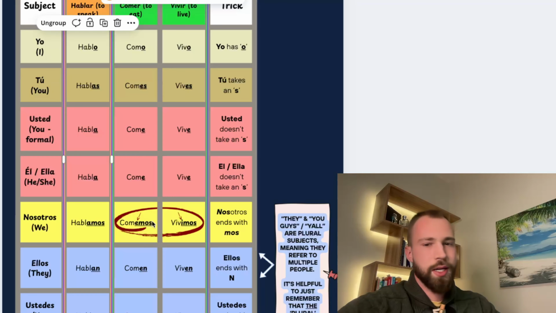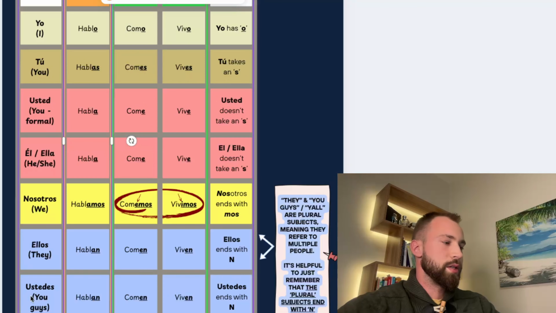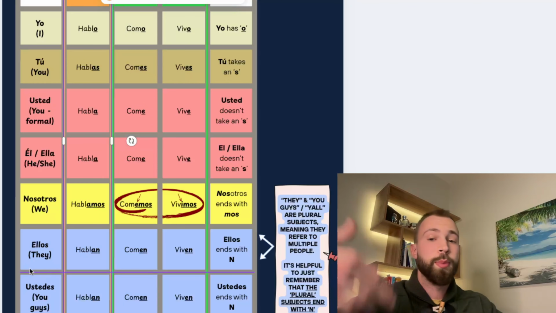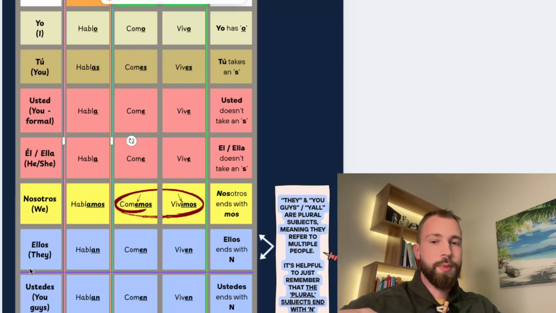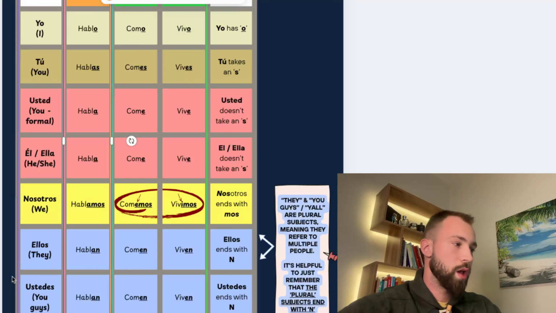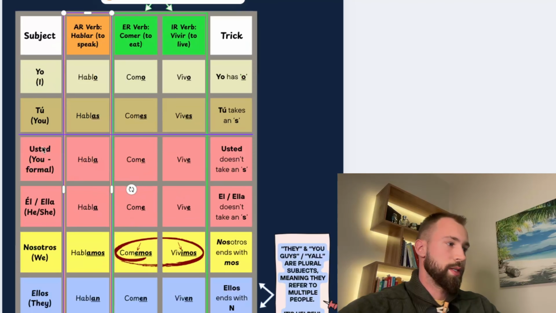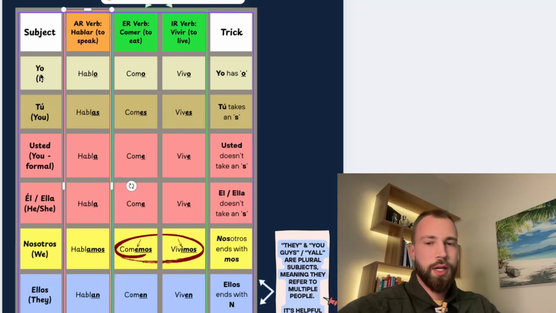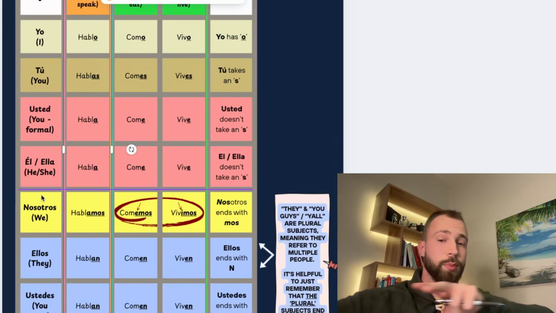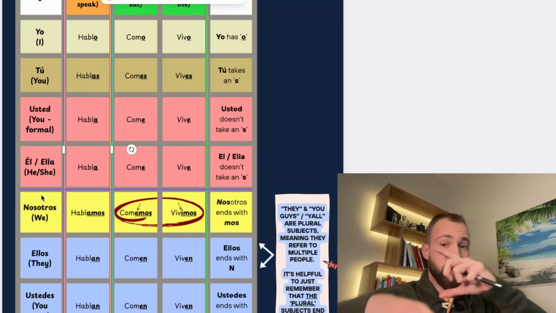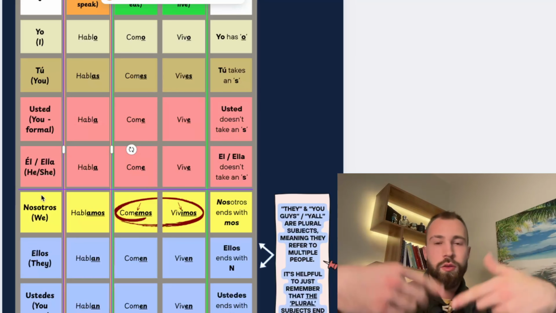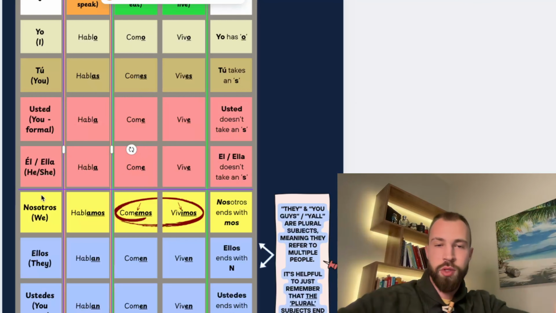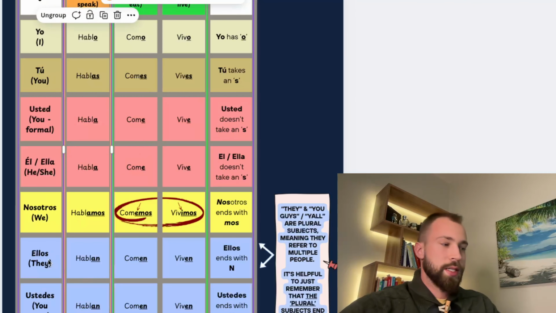So the nosotros is an exception. Then these two are the same color as well because they're both plural. These are the plural subjects, meaning you're referring to more than one person. All of these subjects here were singular. Okay, nosotros is also plural. But yo is singular, tú is singular, usted, and he, she is singular. If you're referring to multiple people, they. Or if you're talking to a group of people directly, you guys, y'all, ustedes. So ellos is they, ustedes is you guys, and these are the conjugations.